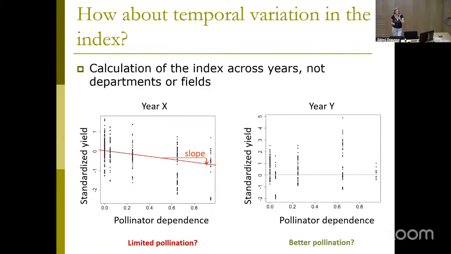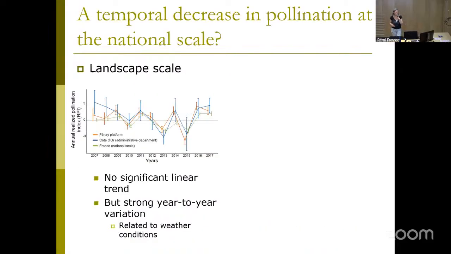An interesting thing with the index is that it can be calculated in time as well. So instead of separating the study area into different sites, we can separate in different years and look for different years whether you have a negative relationship between yield and pollinator dependence or not. When we do that with a study at the landscape scale, we didn't get any significant linear trend, but there is strong year-to-year variation in pollination effectiveness that is related to weather condition. And this has still to be examined in more detail.